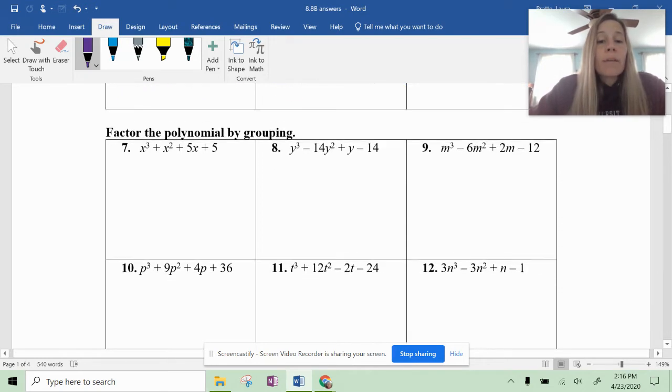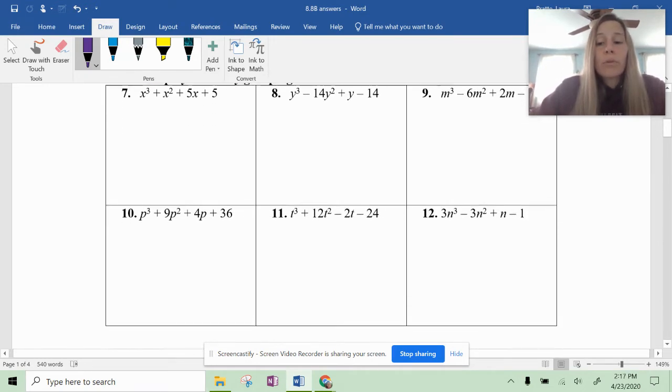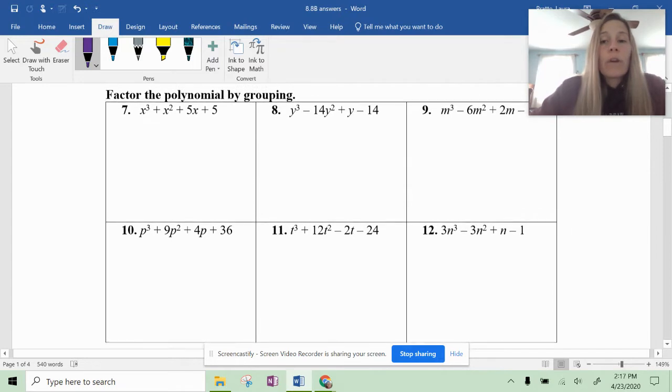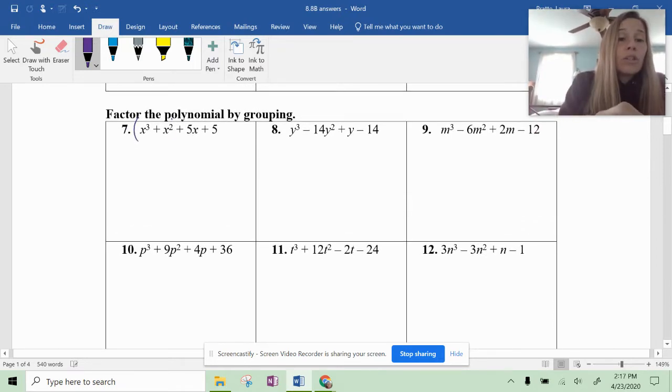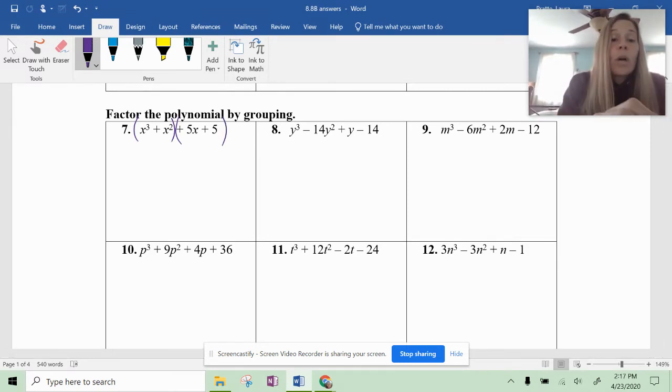Okay, so now 7 through, I think we're going on to 12. These are all by grouping. So for these, you have to do the GCFs first, and then we'll finish up doing what we just did in the last section. So the first two terms here, you can divide them both by an x squared. So remember, when they both have the same variable, whatever one is smaller. So x squared is the smaller of those two, so that's what gets to come out. Then you're left with a single x plus 1.